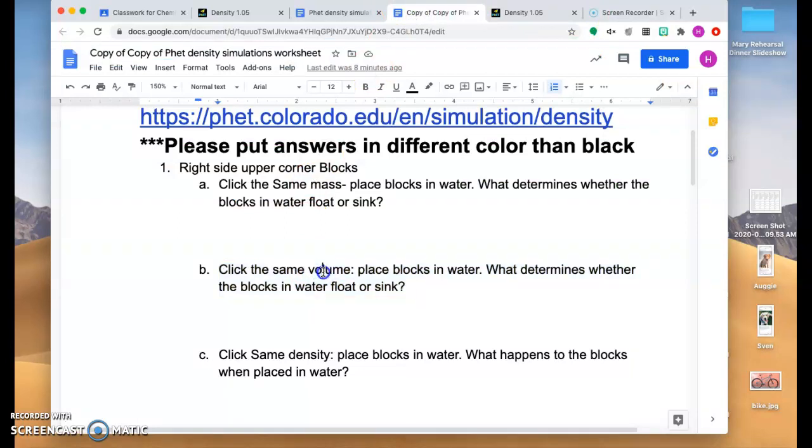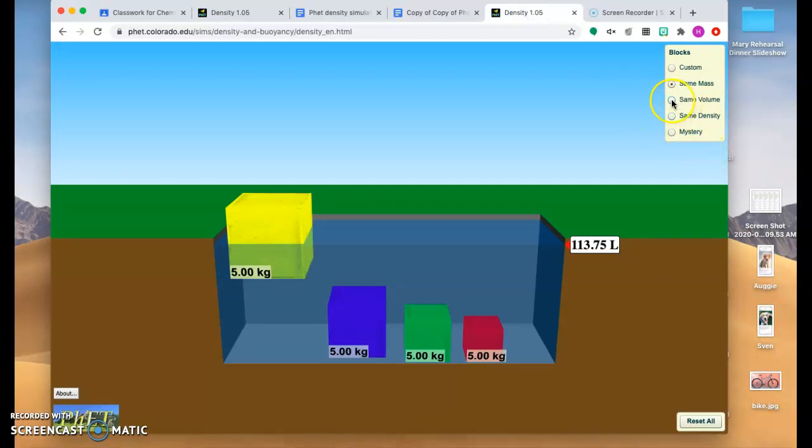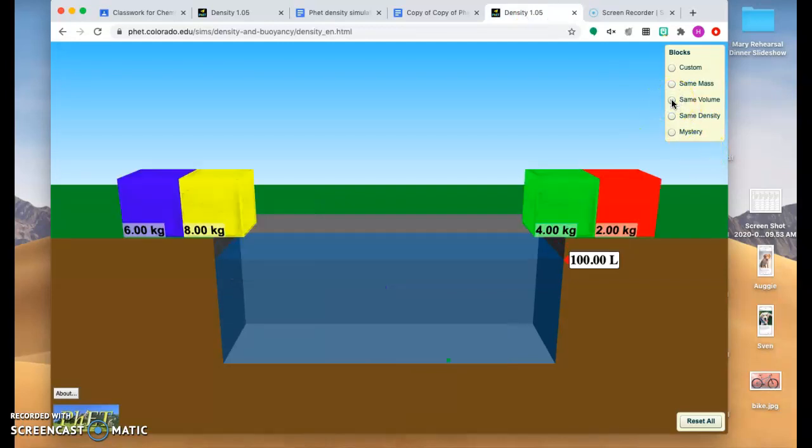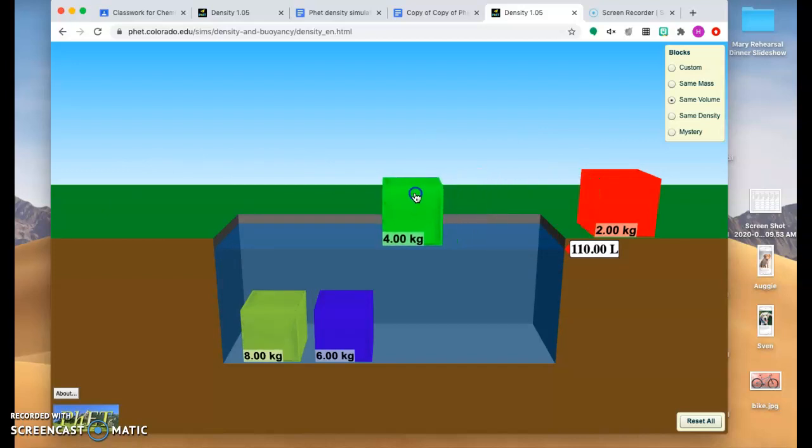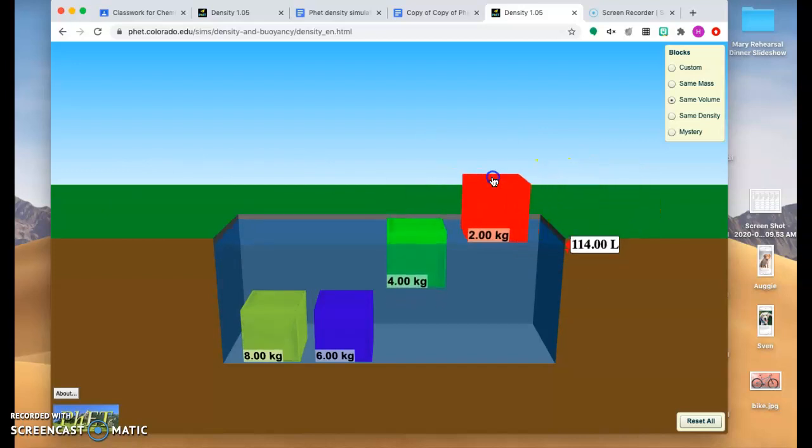The second question says click the same volume and then place blocks in water. What determines whether the blocks in water float or sink? So if I click same volume, meaning that all of these blocks are the same size, that doesn't necessarily mean all of them are going to float or all of them are going to sink. So now we know that volume is not the only property that influences density, or something's ability to sink or float in water.